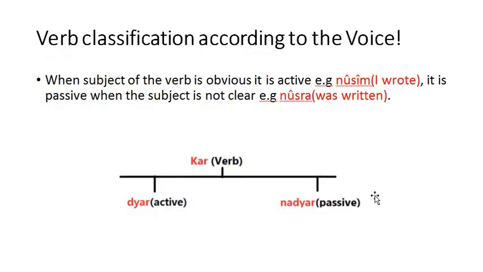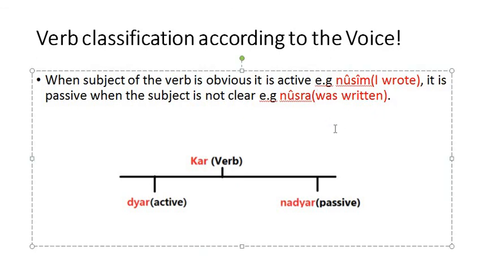But now let's see the verb classification according to voice, although today I'm not talking about the voices in Kurdish. When the subject of the verb is obvious, it is active, for example nusin means I wrote. It is passive when the subject is not clear. For example, nusra means was written, but we don't know by whom. It was written.